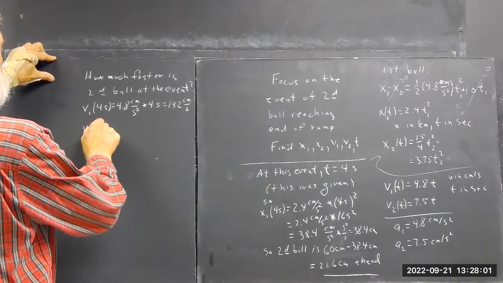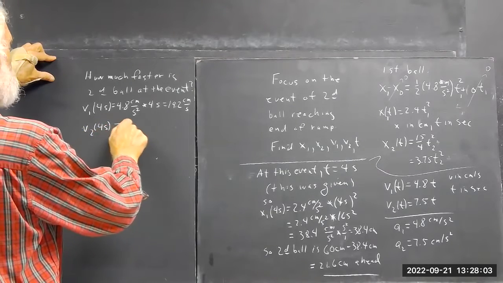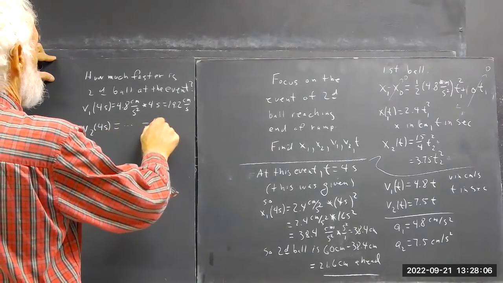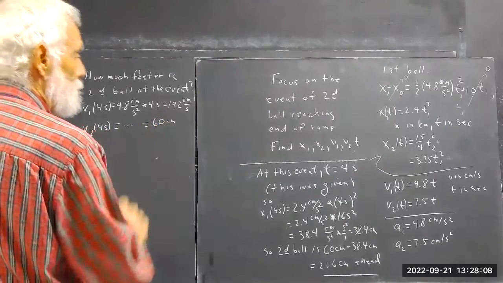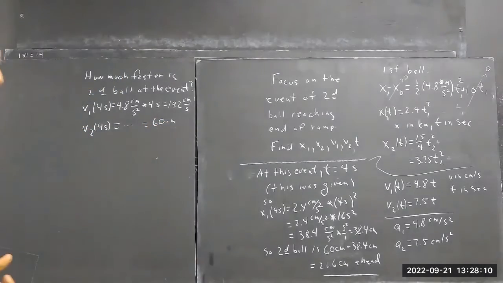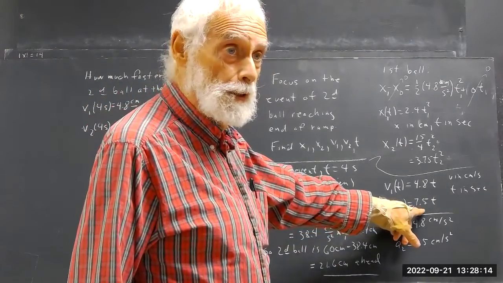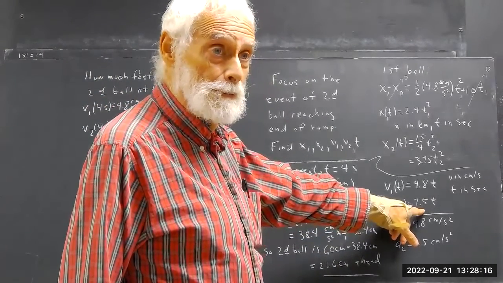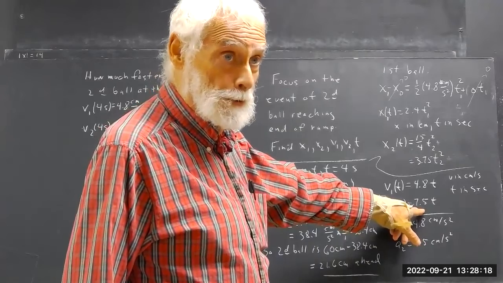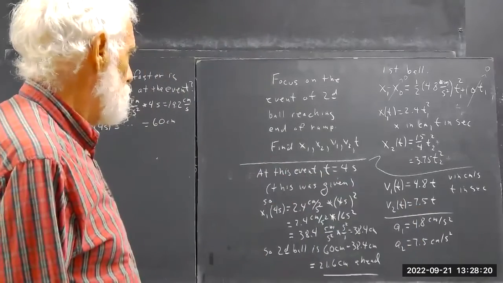And V2 of 4 seconds equals, well, we know it equals 60 centimeters. But we probably want to plug the 4 seconds in anyway. 4 seconds times 7.5 centimeters per second squared. 4 times 7.5 is 30. 60.